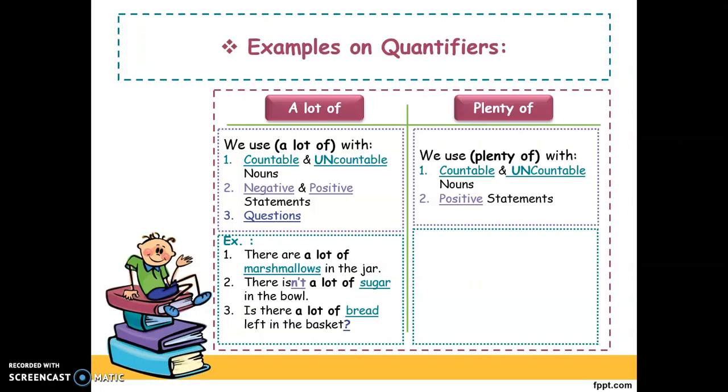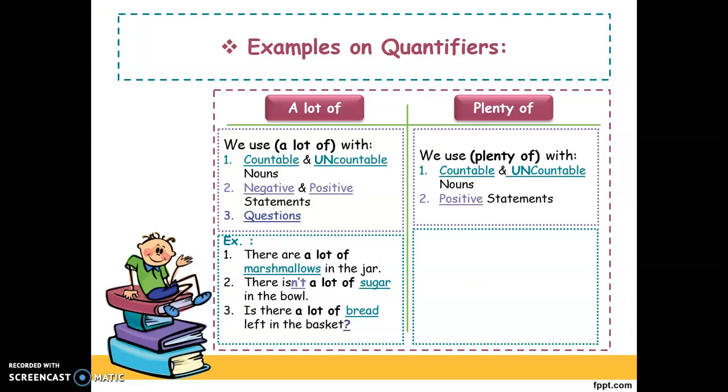Now, number 2, there isn't a lot of sugar in the bowl. So we see that we're using the quantifier a lot of with the noun sugar. Sugar is an uncountable noun, and it is obviously a statement since we don't see a question mark, but it is also a negative one since not is attached to the verb is. So we use a lot of with an uncountable noun, and so far we've also used it with a countable noun. We have used it in a positive statement, and we have also used it in a negative statement.